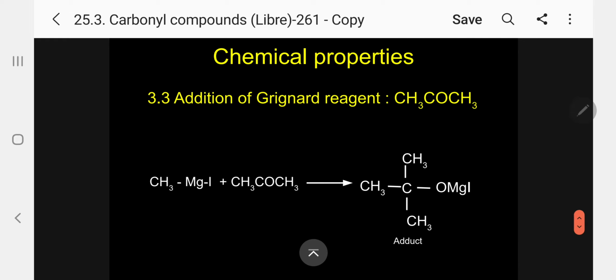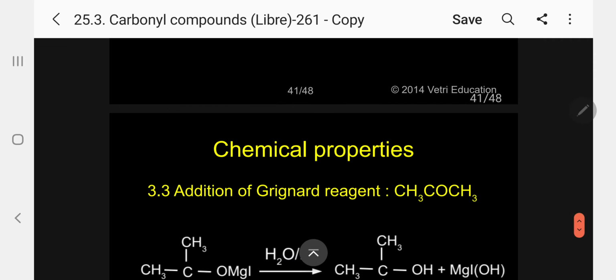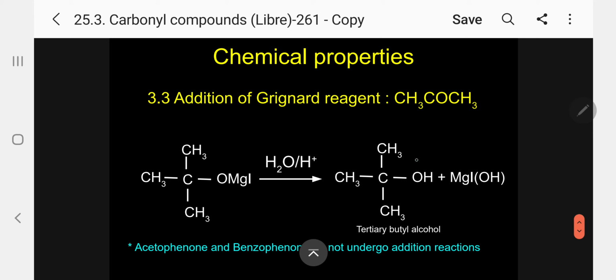Coming to ketones, I told you it gives a tertiary alcohol. Let me take acetone. As usual, I will write the structure of acetone in this form to understand. So this is the addition taking place. The intermediate adduct has O attached with MgI, and CH3 attached. This adduct undergoes hydrolysis, kindly follow, to produce tertiary butyl alcohol: three methyl groups around the central COH, a tertiary alcohol, and correspondingly Mg(I)OH is formed.